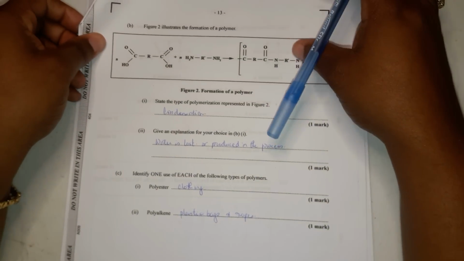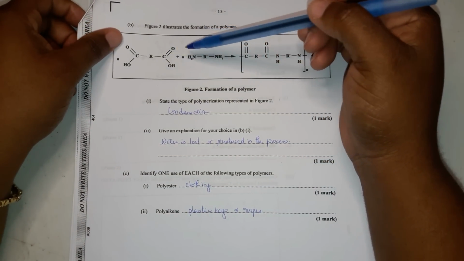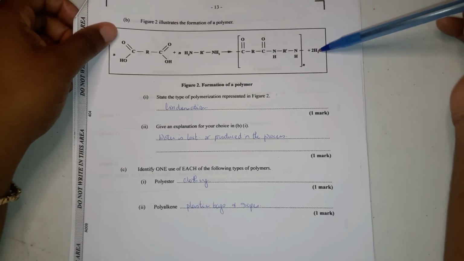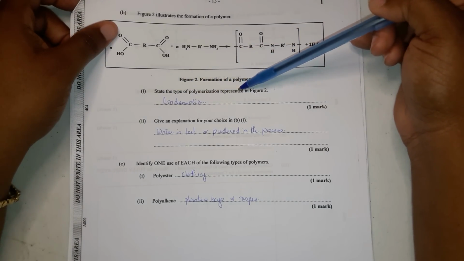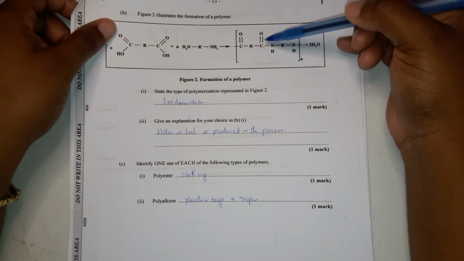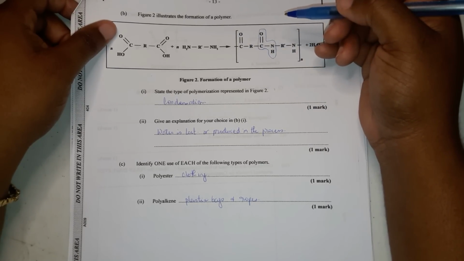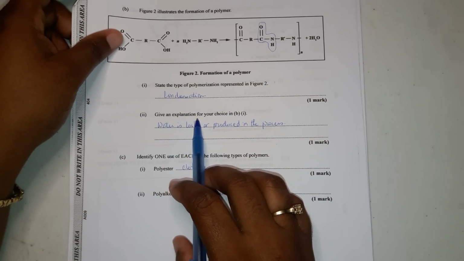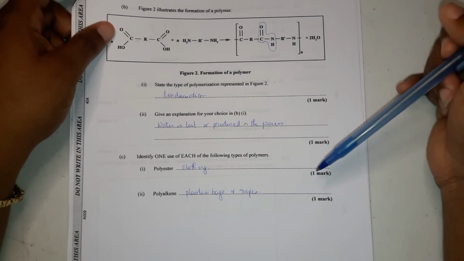Then in figure 2, we have an illustration of the formation of a polymer. We have a diacid with an amine, and so we have water coming off. So it says state the type of polymerization represented in figure 2. It's condensation, and it's the formation of what looks like a peptide bond. This is a peptide bond right here. Yeah. So it's condensation, and it says give an explanation for your choice in B1. I said water is lost or produced in the process.